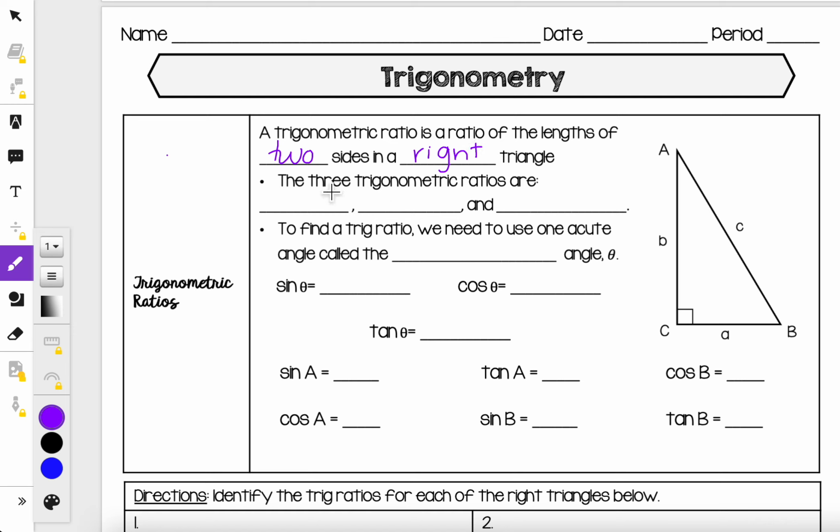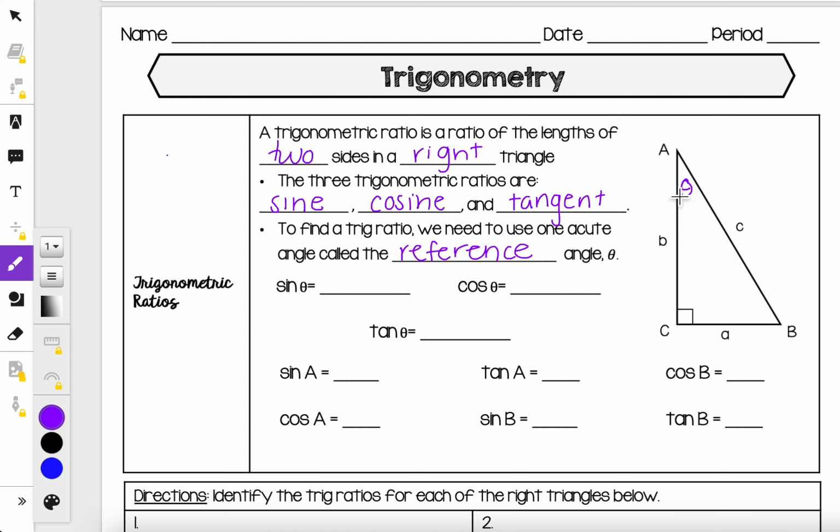And the three trigonometric ratios that we're going to talk about are sine, spelled S-I-N-E, cosine, and tangent. Okay, so to find a trig ratio, we need to use one acute angle, which is going to be called the reference angle. So we're going to start with angle A here as one of our reference angles. I'm going to call that theta. That's a Greek letter, theta, that we typically use when we're talking about angles.